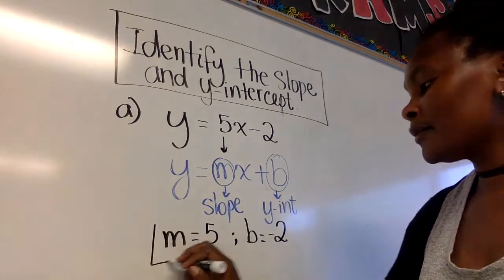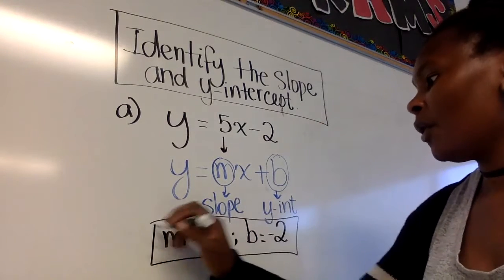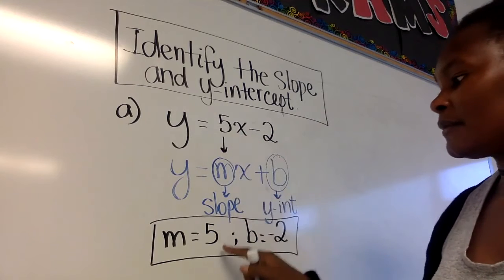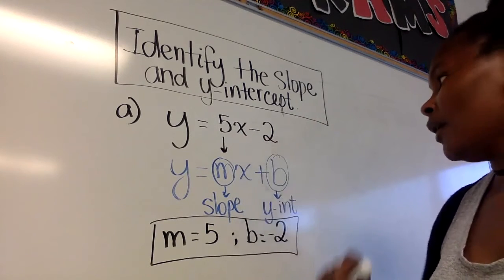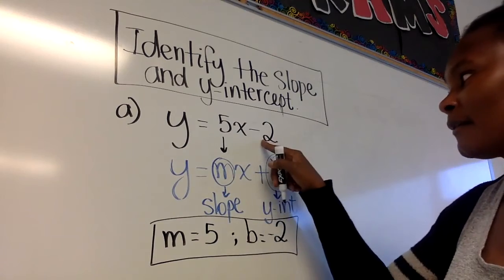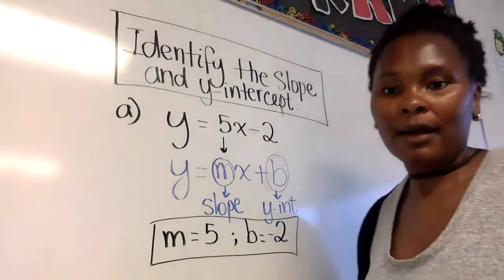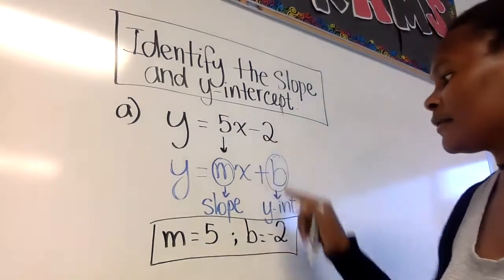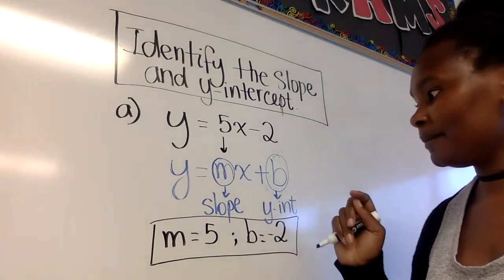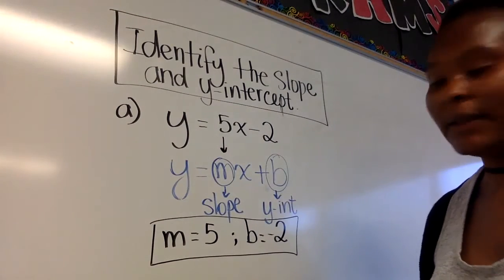So to identify the slope, all you have to do is look at the number in front of x, which is 5 for our example. To identify b, the y-intercept, it is the number by itself, which we call in math the constant. The constant here is negative 2. And remember, you always carry the sign. So this is the example for part A.